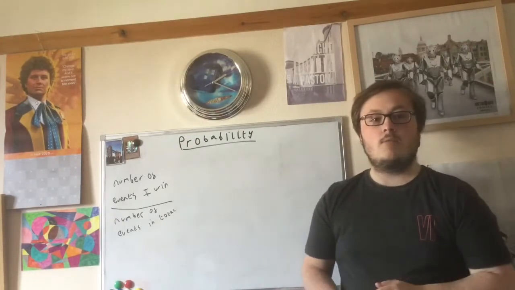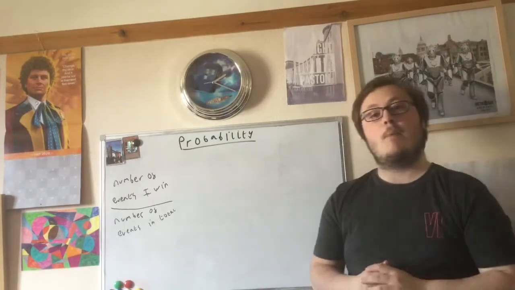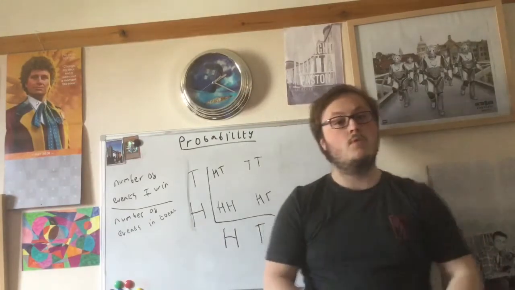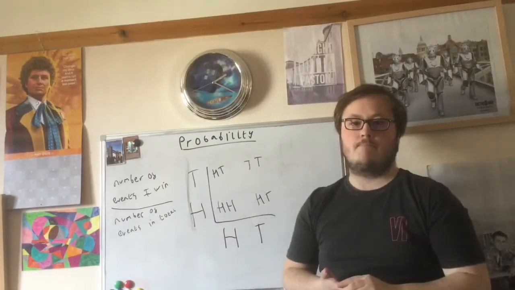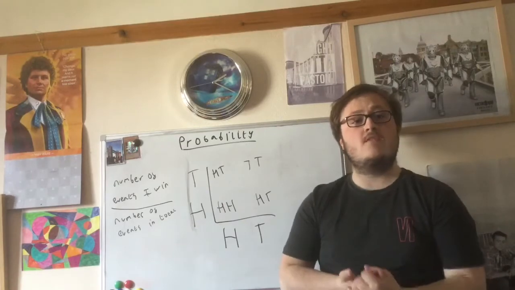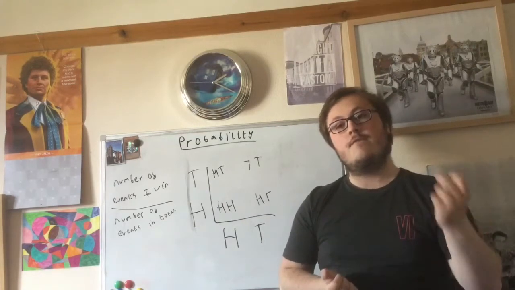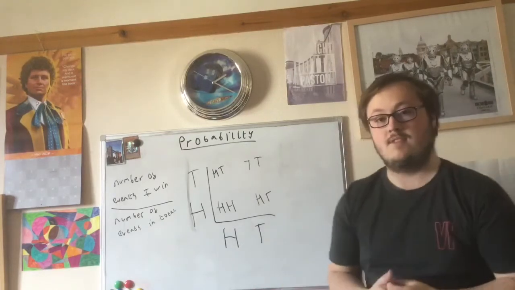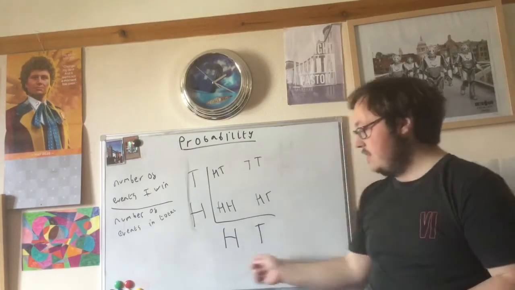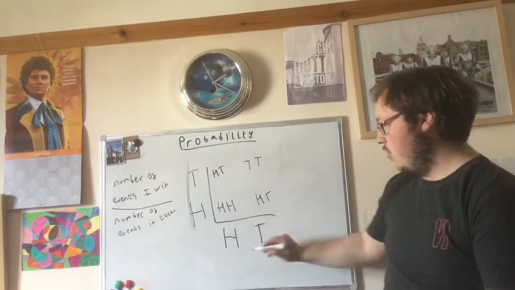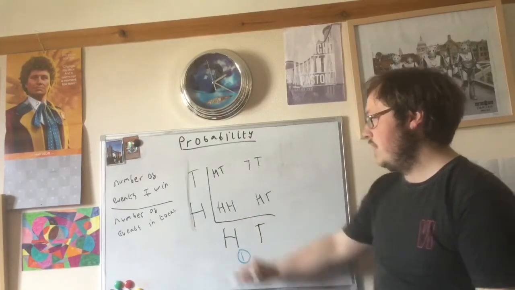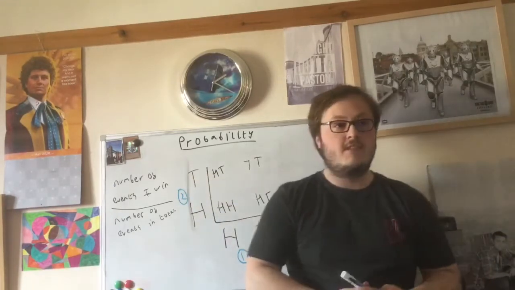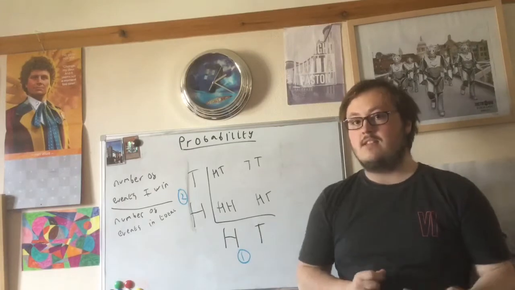Now this is why we're going to be using our first method of laying out probability today, and this method is known as a sample space diagram. Now what this sample space diagram represents are all the different outcomes you could get if you're doing something more than once. In this case, this area is going to represent coin number 1, and this is going to represent coin number 2. The H represents heads and the T represents tails.